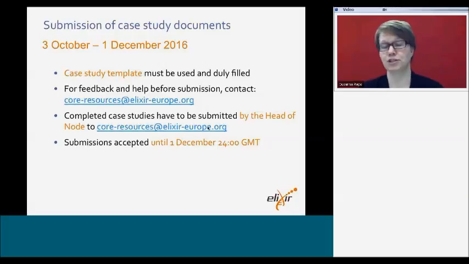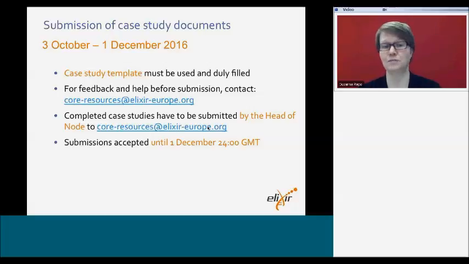The submission is already open. We opened it on 3rd of October, and it will close on 1st of December this year. All nodes are welcome to submit case study documents on their data resources. It is very important to carefully review all the criteria, all the detailed information about the indicators, and of course the case study template must be very carefully filled in.